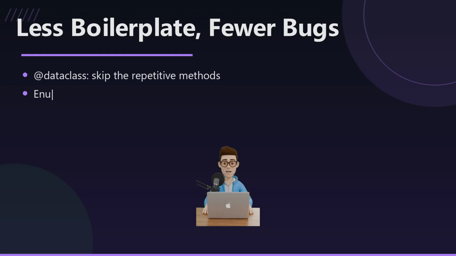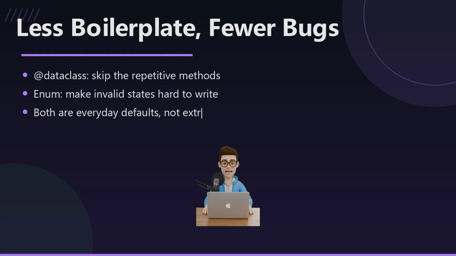So we went from 15 lines of init, repr, and eq down to one decorator, and from a silent string typo to an error you can't miss. That's dataclass and enum working together: less code to write, and states that can't quietly go wrong.